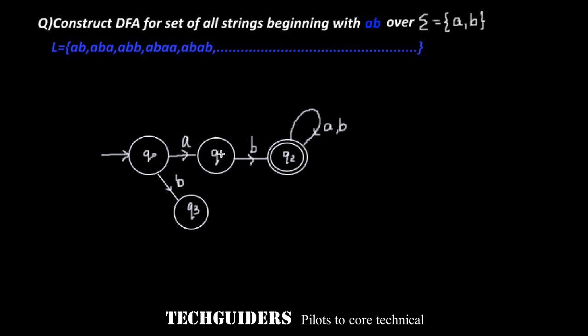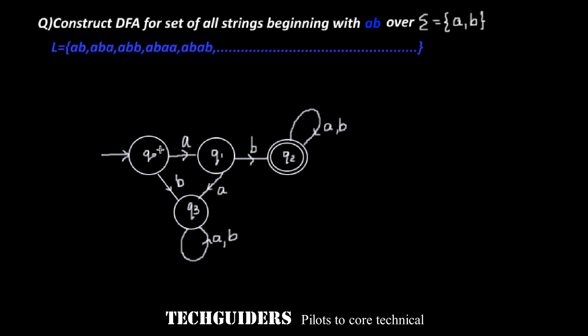Now from state Q1, what happens if we find the symbol A? It means the string has started with A, but instead of B, the next input symbol is A, which means the string has started with AA. Such strings are also to be rejected, so we can move the machine to the dead state or the trap state. Now, if the machine is in state Q3, it means the string didn't start with AB. So if the following symbols are A's or B's or their combinations, then let the machine remain in the same rejecting state Q3, remembering that the string didn't start with AB.